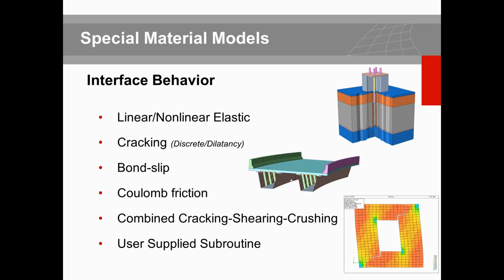But as I mentioned, besides all those characteristics, the key factor is the definition of interface in DIANA. So you can interact different segments based on the dominant characteristics with interface elements. This behavior could be linear or nonlinear. Cracking behavior, as I mentioned, for discrete or dilatancy. This interface could carry the characteristics of bond-slip, Coulomb friction, and CSC.